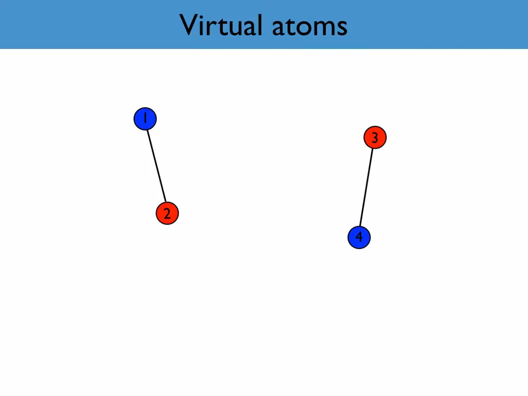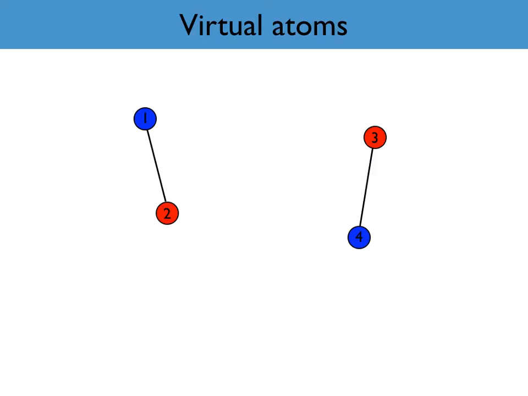Let's now imagine that we want to calculate the distance between two diatomic molecules. If we think in terms of the individual atoms, then there are 4 possible distances to calculate. In this case, the distance between atoms 1 and 3, the distance between atoms 1 and 4, the distance between atoms 2 and 3, and the distance between atoms 2 and 4.